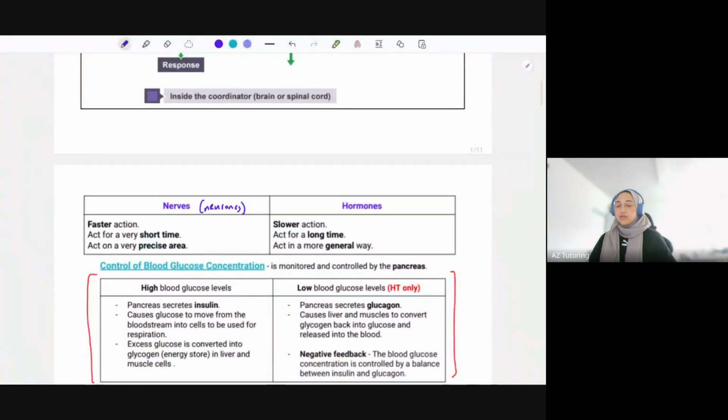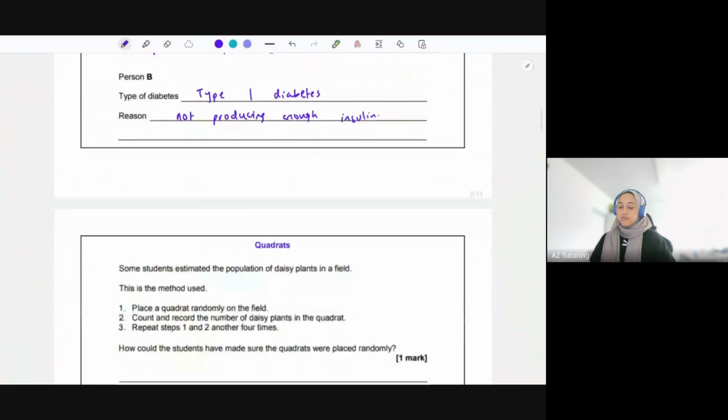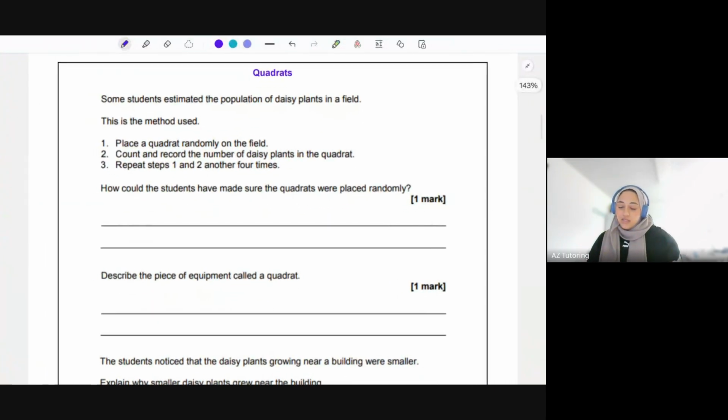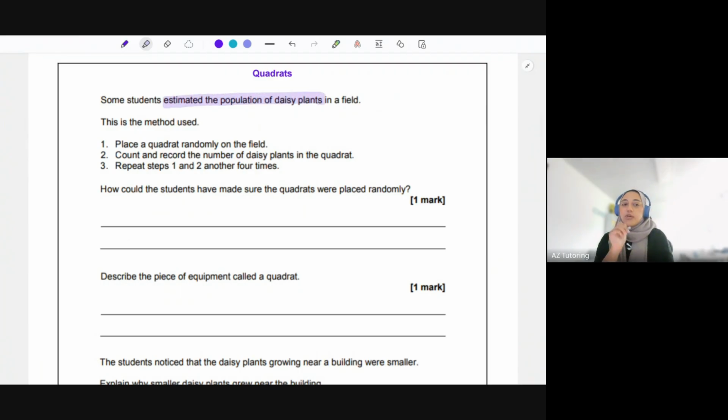Okay, so that's a bit about the endocrine system, nervous system, and so on. There is more to it, but I've picked out quite a few there. Let's move over to quadrats. So what is a quadrat? It's one of those square things that you throw in a field, and then you basically count how much is in there. So in this case, let's look at this exam question. Some students estimated the population of daisy plants in a field. So estimated the population because they're not going to a field and counting every single daisy plant that's in that field. They're going to be using the quadrats, throwing them, and then maybe comparing it against the whole field size. So this is the method used.